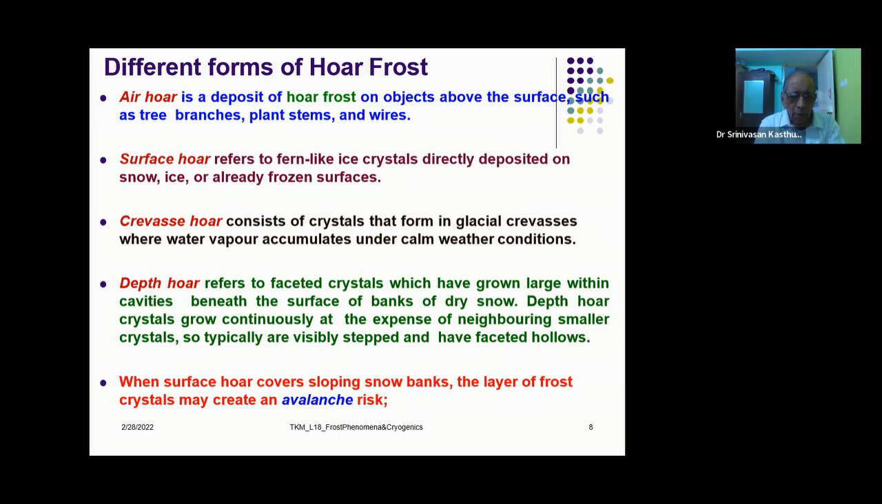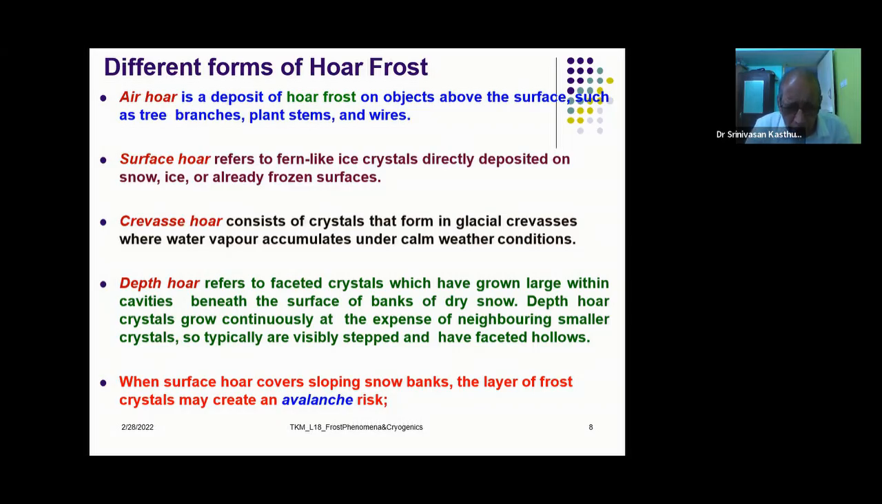Then you have depth hoar. It refers to faceted crystals which have grown large within cavities beneath the surface of banks of dry snow. Depth hoar crystals grow continuously at the expense of neighboring smaller crystals, so they are typically visibly stepped and have faceted hollows. Depth hoar means multiple layers of frost occurring in low-lying areas.